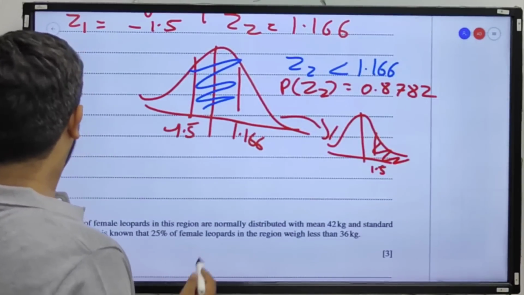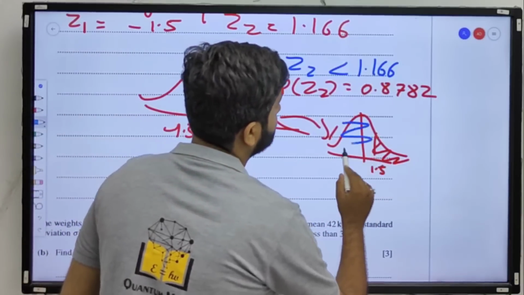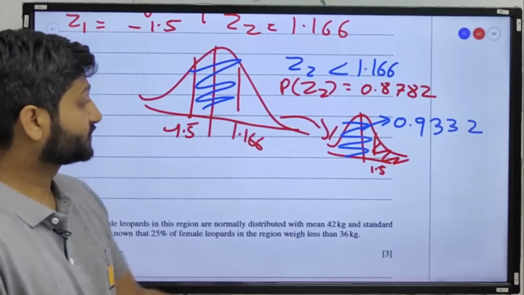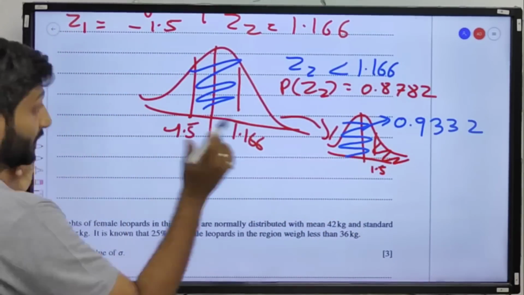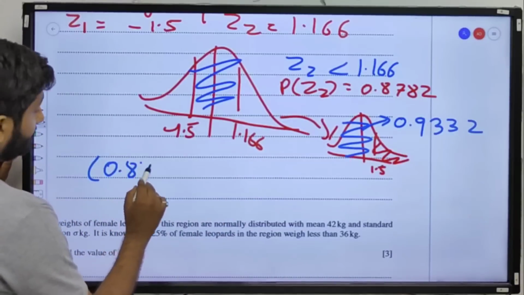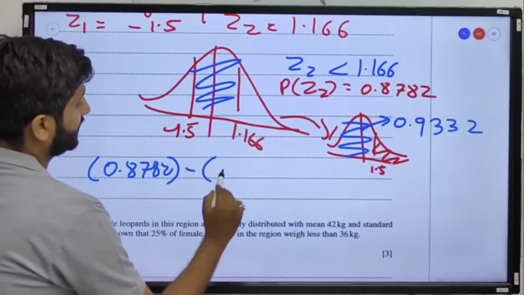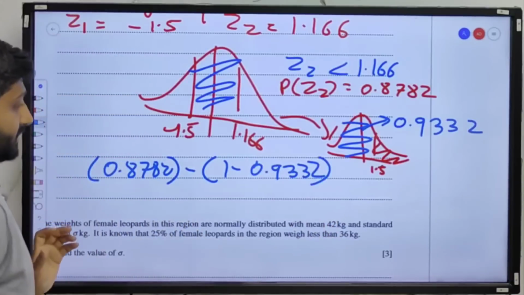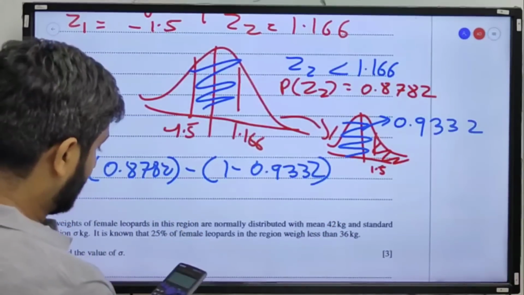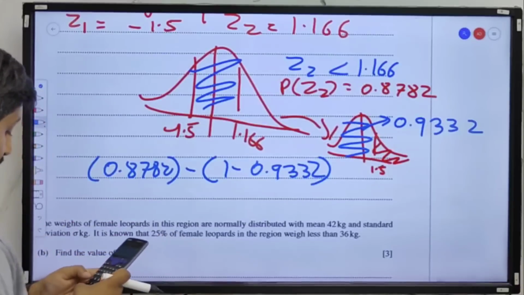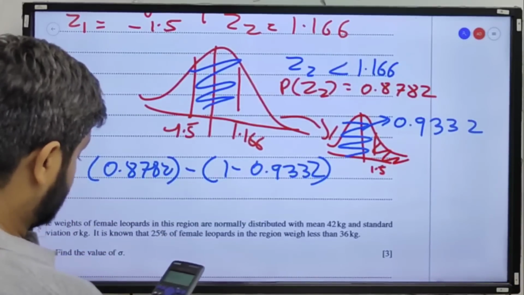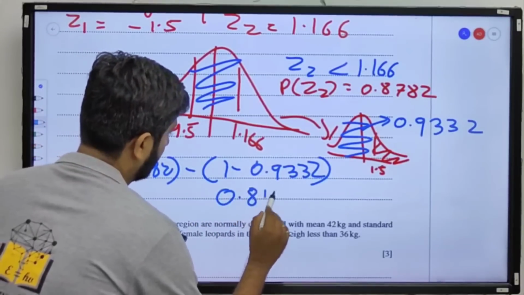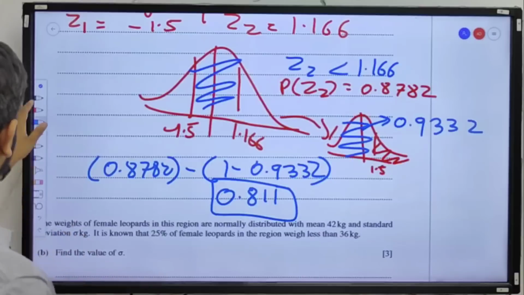0.9332. But this 0.9332 is my region, but I am only supposed to find this region. So my final probability is going to be 0.8782 minus 1 minus 0.9332, right? So let me do the calculation. 1 minus 0.9332, and 0.8782 minus the answer. So the final answer is 0.811. Next question.